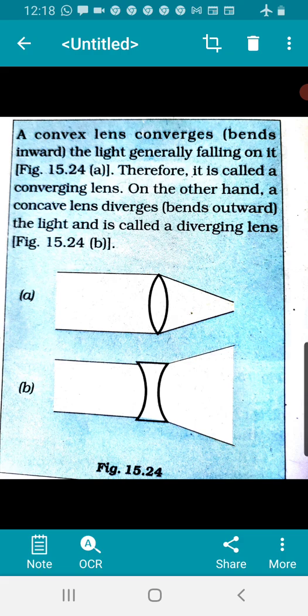Now, what are the uses of the convex lens and the concave lens? Convex lens is used as a magnifying glass. It is used in telescopes and binoculars to see distant objects. They are used in spectacles to correct far-sightedness, that is, to see nearby objects clearly. Now, the concave lenses are used to correct short-sightedness, that means to see distant objects clearly. They are used in telescopes also.